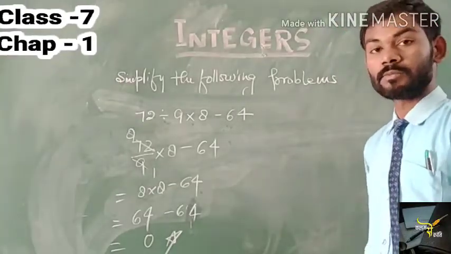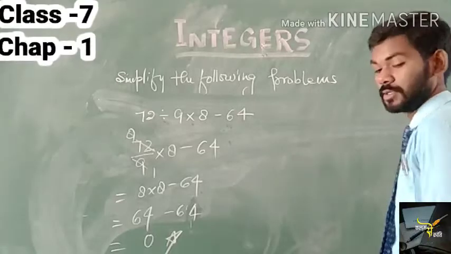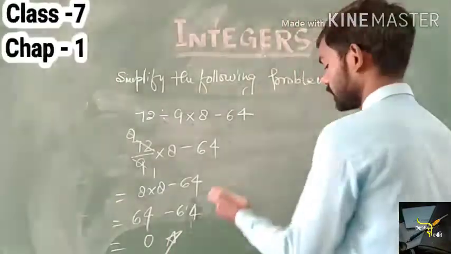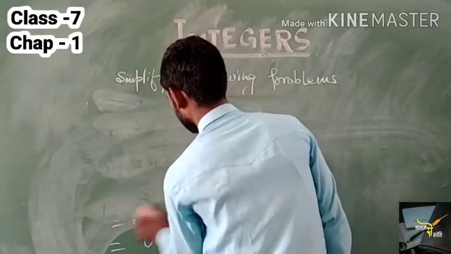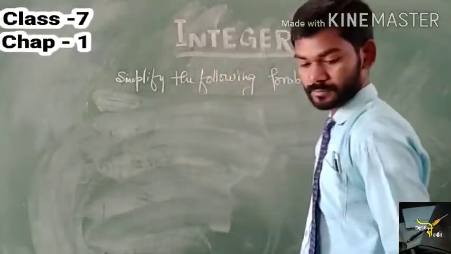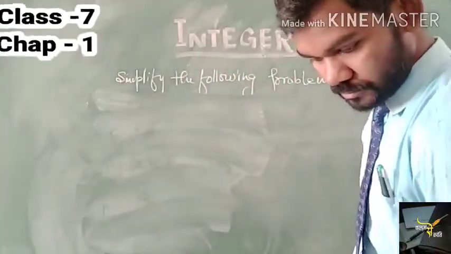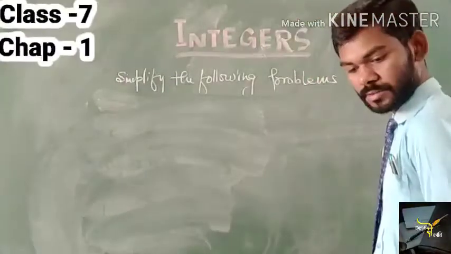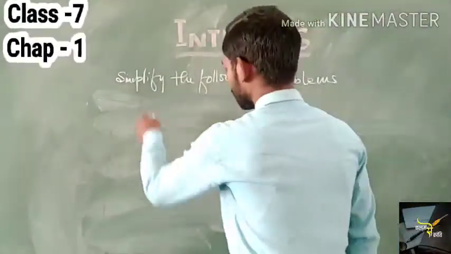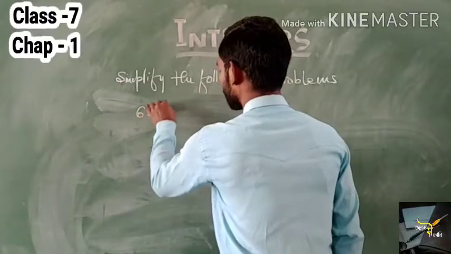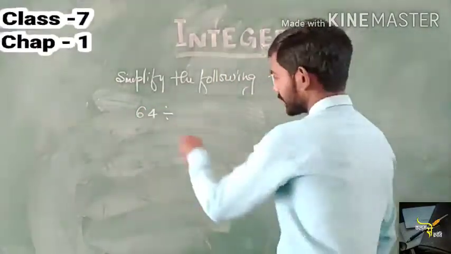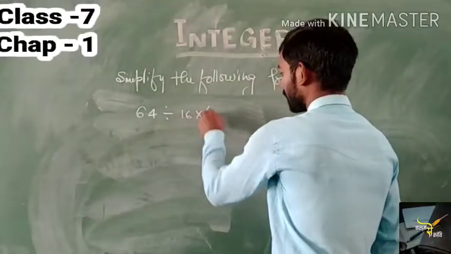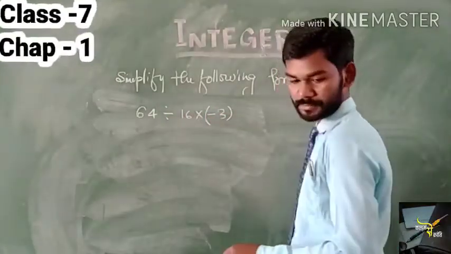Now let's see some more advanced questions. So the next question is 64 divided by 16 multiplied by minus 3 plus 2.